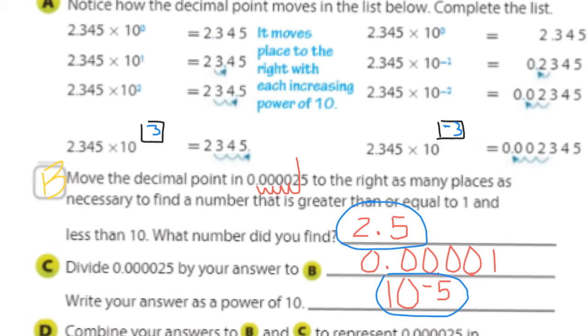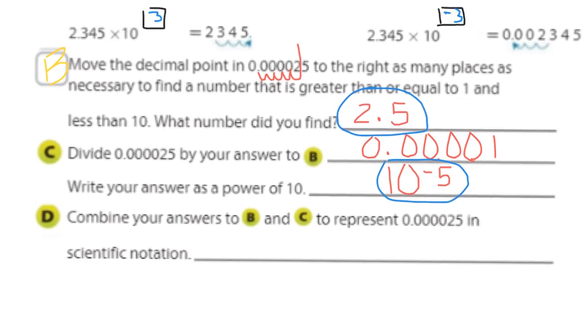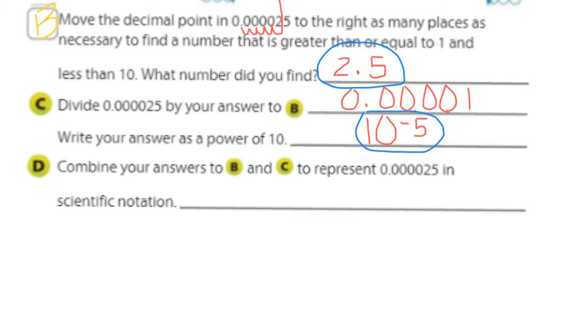Now, to me, I just count over the number of spaces. That's going to be the negative 5. I went 5 spaces to the right, and I left a 2.5. These are the only parts that I really need to use. But they make this go longer, I don't know why. So combine your answers. This is where we combine them. I told you to use the building blocks. So 2.5, ugly decimal point, times 10 to the negative 5th. Okay, that's good for that part.